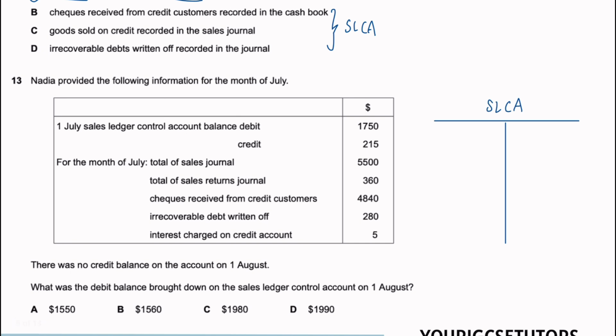Question 13. Nadia provided the following information for the month of July. There was no credit balance on the account on 1st August. What was the debit balance brought down on the sales ledger control account on 1st August? 1st August means, because this is the month of July, the closing balance, or basically you can say the 31st of July. This one is the sales ledger control account, so you can just prepare one.